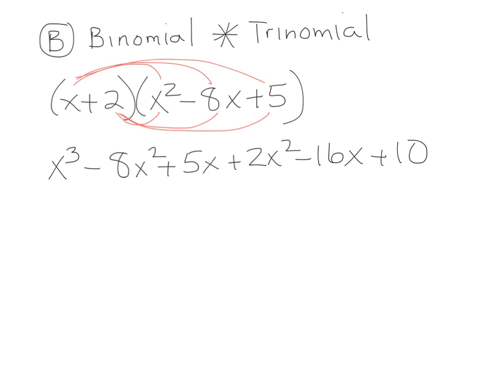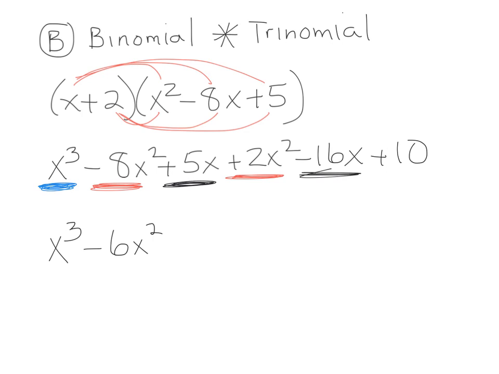Now look for like terms. X cubed is the highest, so you need to put that first. Then the x squareds. That'll give you negative 6x squared. Then just the x's, which will give me negative 11x, and then plus 10.